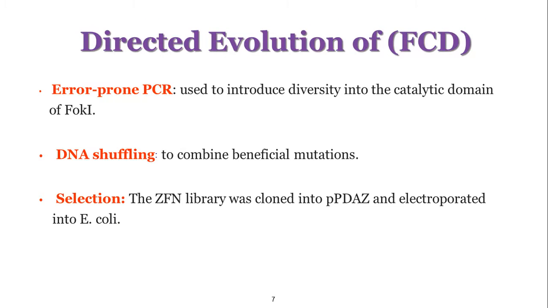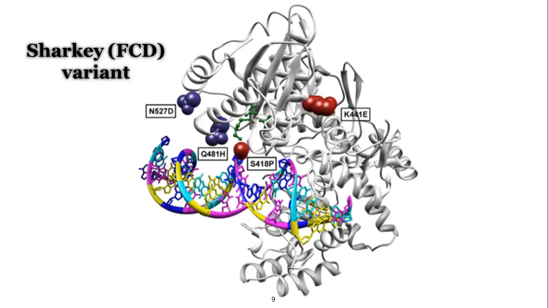After that, the phase of selection is achieved by cloning the zinc finger nuclease library into a plasmid called pDAS, electroporated inside E. coli cells to allow protein expression to choose the best version of the protein. The resulting model is called the Sharkey variant, which represents the most efficient FOK1 cleavage domain. The variant consists of two amino acid mutations, S418P and K441E. Together, they enhance the cleavage capability and site specificity by 10 folds and 5 folds respectively, relative to the activity of the wild type of the cleavage domain of FOK1.